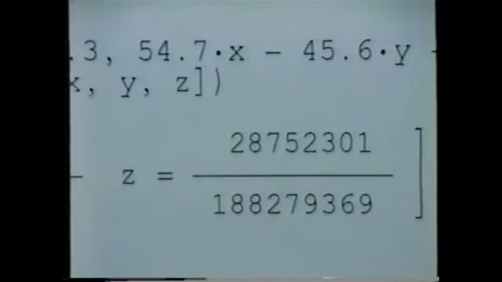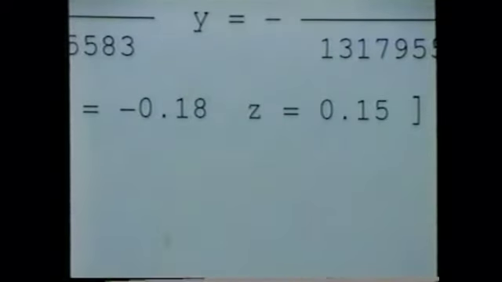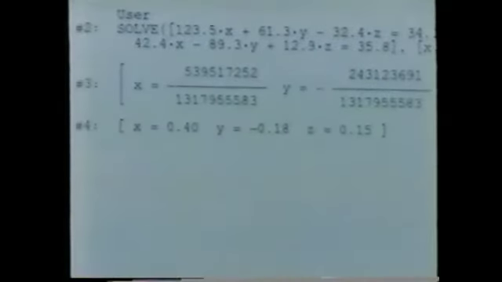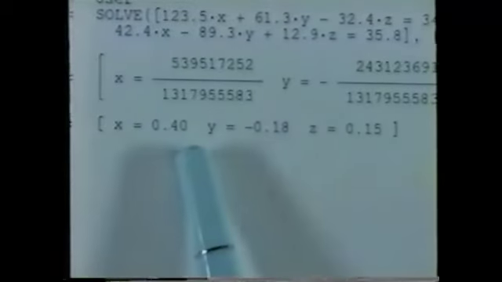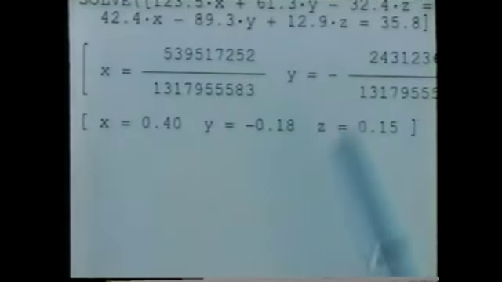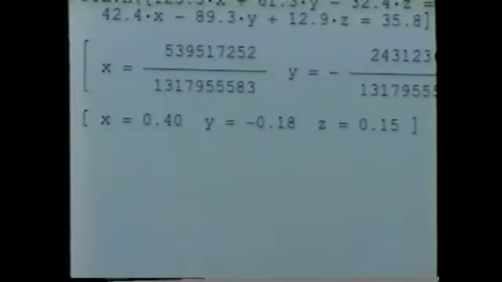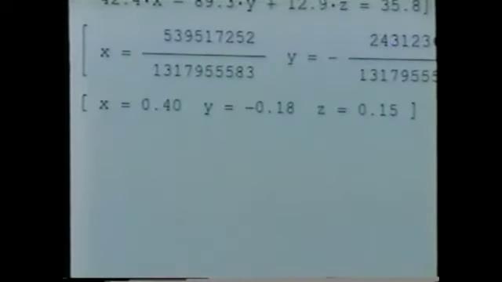Now those fractions are extremely hard to interpret. So what I told Derive to do was to approximate to 2 decimal places. So I told Derive to approximate to 2 decimal places, and it gave me x is 40/100, y is a negative 18/100, and z is 15/100. And of course, on your calculator, you can just divide the numerator by the denominator, and you should get this answer rounded to hundredths. But Derive does it quickly and easily. Just hit the Simplify button again, and this time go down to Approximate.